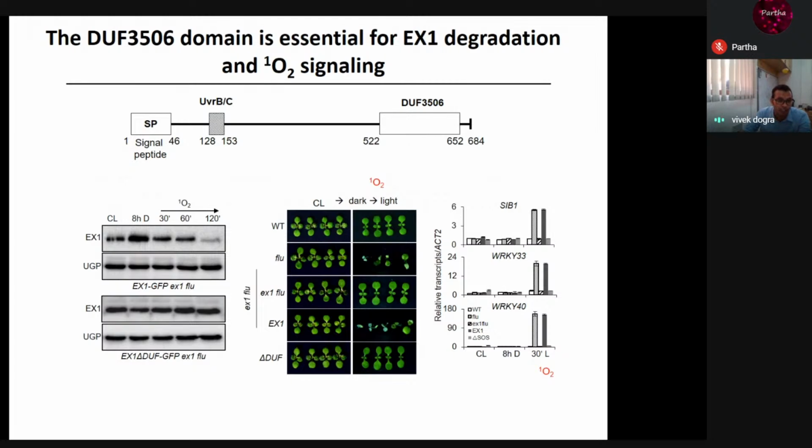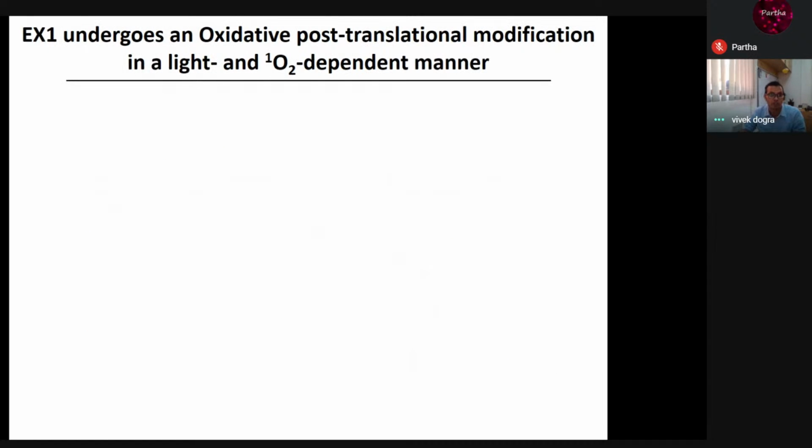Not only in terms of the protein per se, but the plant per se was also having no problem, with a similar result. When we delete the domain, it was also behaving just like ftsh flu and ex1 flu. So by deleting the domain, we can inactivate the function of the protein, and also say that this domain is important for sensing the ROS. A similar thing was happening with the gene expression. Okay, this was interesting. So how does this happen?